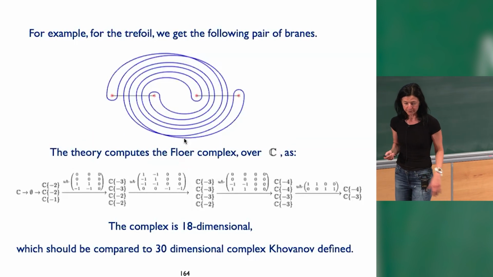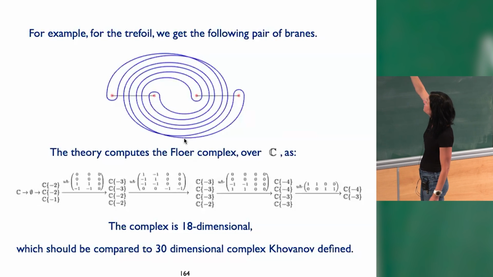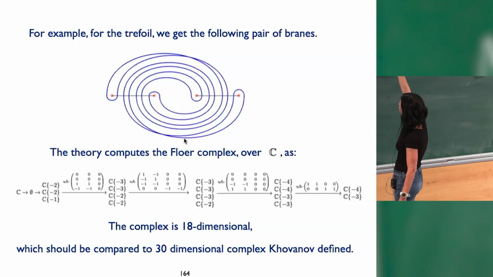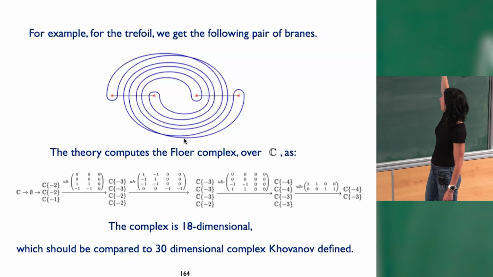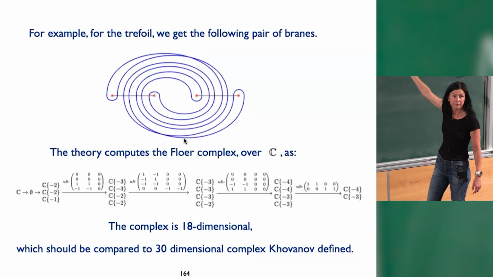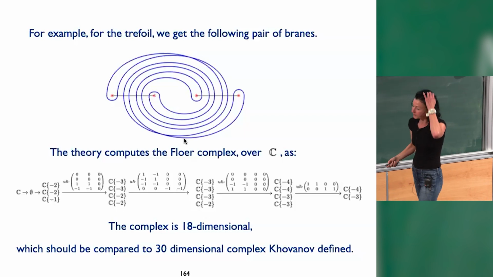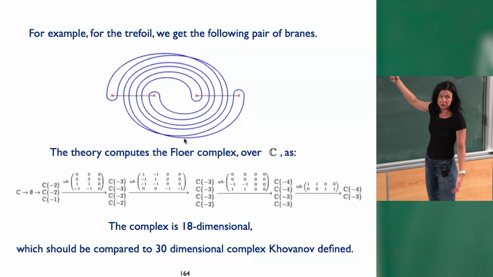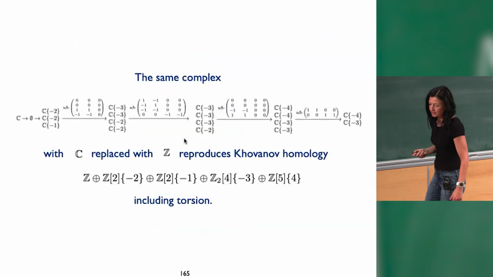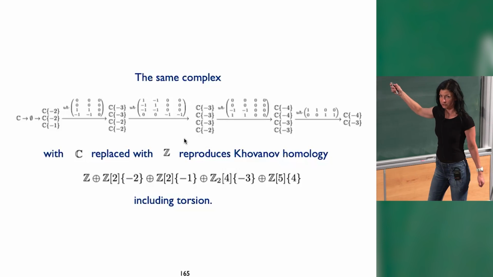So, for example, for the trefoil, just by construction, you have to compute Homs between the following branes. Resolving this braided figure-8 brane and taking the Hom with the I brane, you just get a complex of vector spaces, as I promised you, with differential that you compute. That follows from the differential of the braided figure-8 brane. The complex you get is 18-dimensional, and you should compare it to a 30-dimensional complex that Khovanov writes down. In fact, the same complex with C replaced with Z gives you Khovanov homology, including torsion.